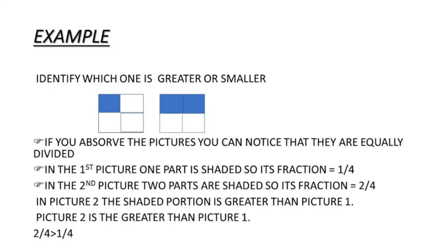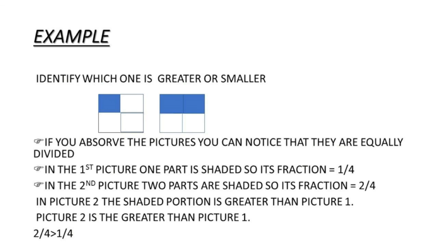Identify which one is greater or smaller. If you observe the pictures, you can notice that they are equally divided. So the given pictures are equally divided. In the first square, 4 equal parts. In the second square, 4 equal parts. In the first picture, one part is shaded, so its fraction is 1 by 4.